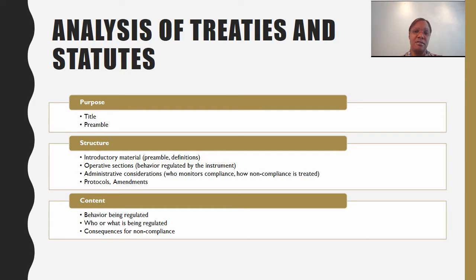Finally, the content of the treaty, of course, is very important. What rights are listed there? Who has the obligations in the treaty? Whose behavior is being regulated by the statute? And what are the consequences if you don't comply? These are all things that you would consider as you read through the content of a treaty or statute.